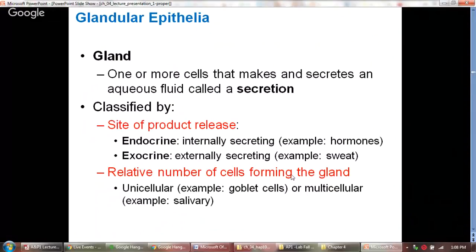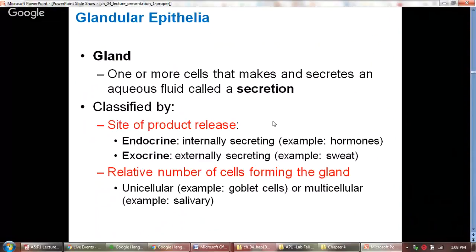Glands we can classify by the site of product release. Either it could be an endocrine gland or an exocrine gland. The endocrine glands are internally secreting substances. Examples would be the hormones. The exocrine glands externally secrete secretions, for example sweat glands. Sebaceous glands excrete things outside.